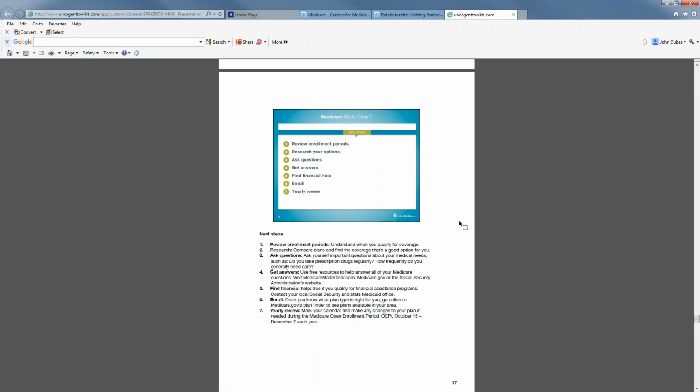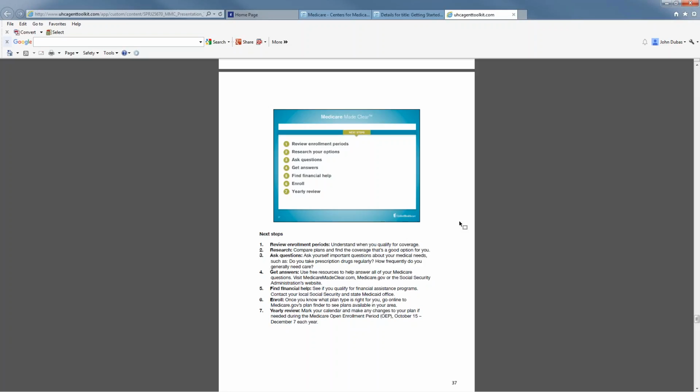Ask the important questions about your medical needs, such as, do you take prescription drugs regularly? How frequently do you generally need care? And get the answers to those questions. There's a ton of free resources available to answer all of your questions. You can visit MedicareMadeClear.com, Medicare.gov, or the Social Security Administration's website, SSA.gov, SocialSecurity.gov.